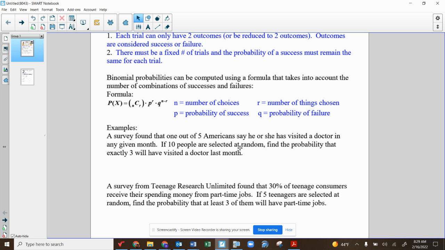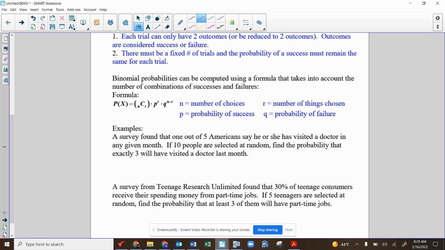A survey found that 1 in 5 Americans say he or she has visited a doctor in any given month. So 20%, 1 out of 5. If 10 people are selected at random, find the probability that exactly 3 will have visited a doctor in the last month. So 10 is going to be our n. 3 is going to be the r. P is going to be 20%, and Q is going to be 80%.